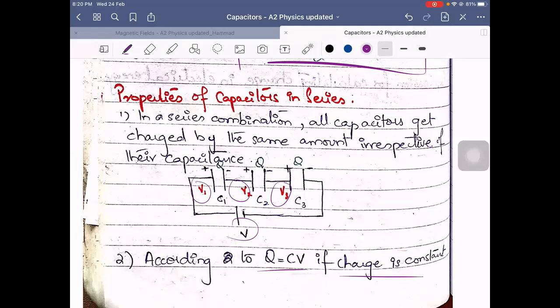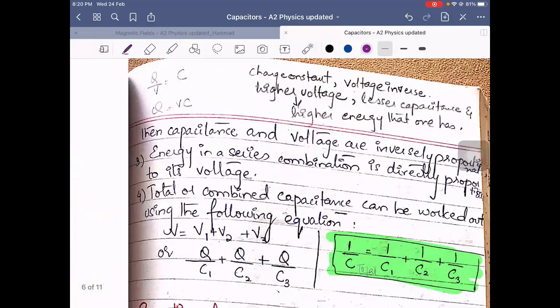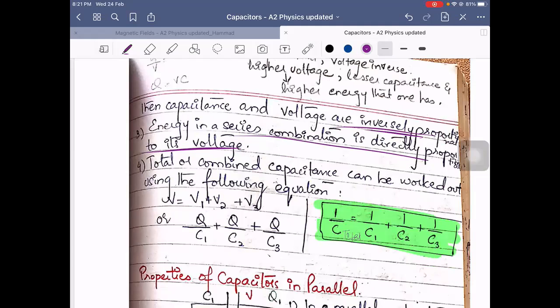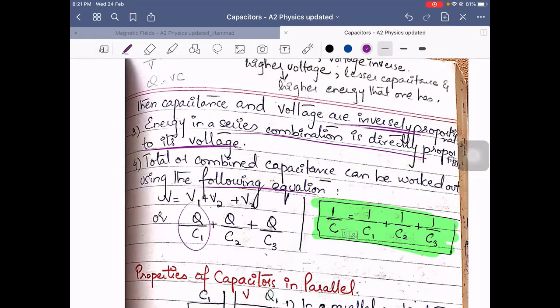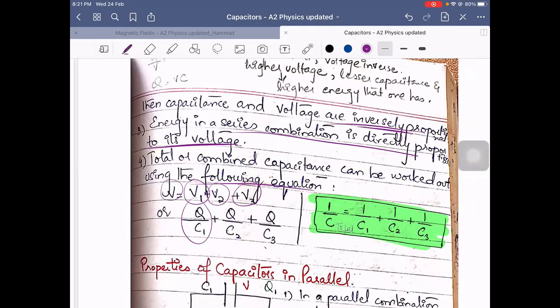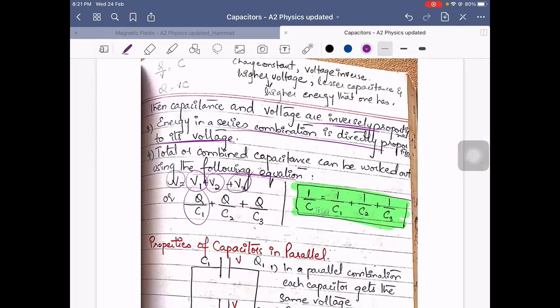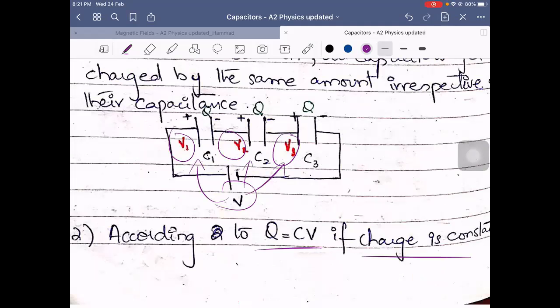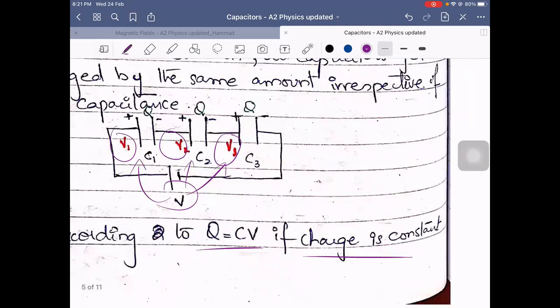According to Q is equal to CV, if charge is constant, then capacitance and voltage are inversely proportional. So energy in a series combination is directly proportional to its voltage. Total or combined capacitance can be worked out using the formula Q upon C1. Individual voltages are being divided, right? They all get added together because in a series combination, you know from O levels that voltage gets divided. There's a specific amount of drop here, and the third one, right? So the one having a greater share of voltage will have a smaller value.